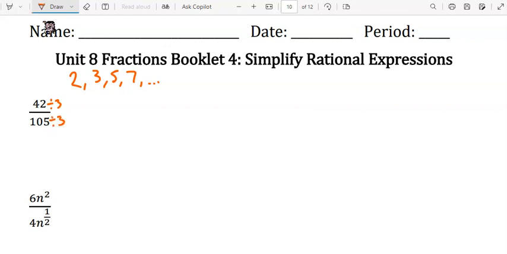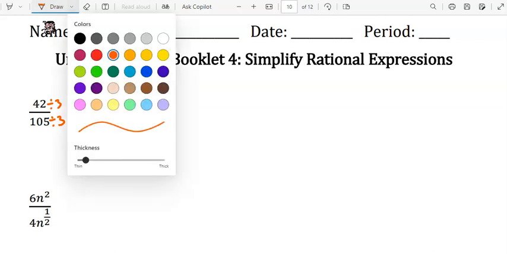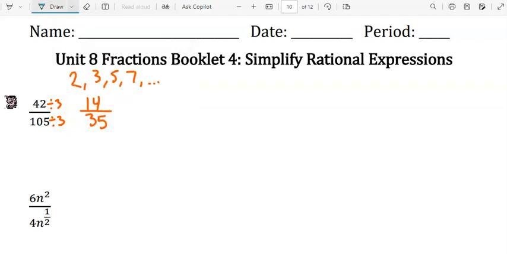Okay, 42 divided by 3, 14, and then 35. Okay, it looks like we can't divide by any more 3's. And we can't divide by 5 because both numbers don't end in a 0 or a 5. We can divide by 7 though. So we have 2 over 5. That is our reduced fraction.